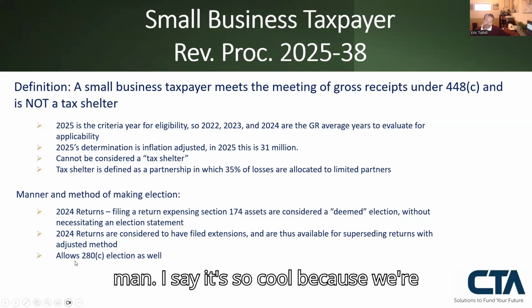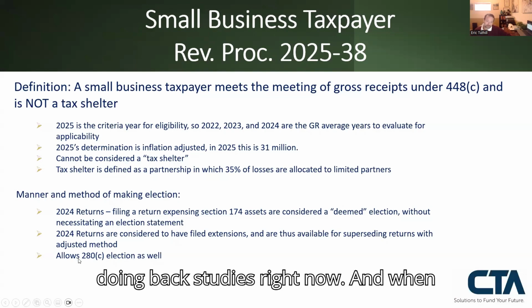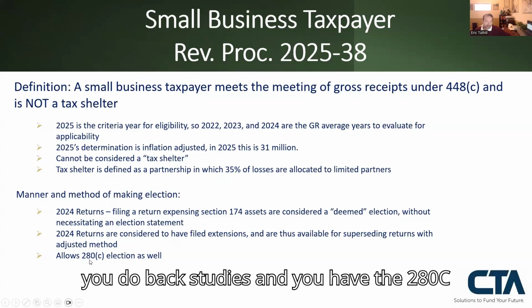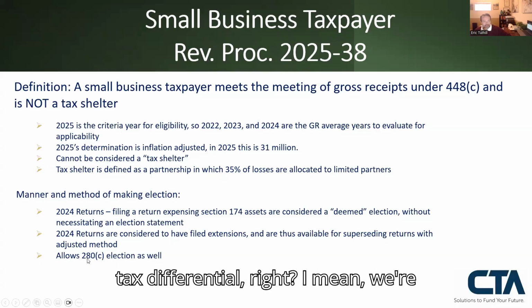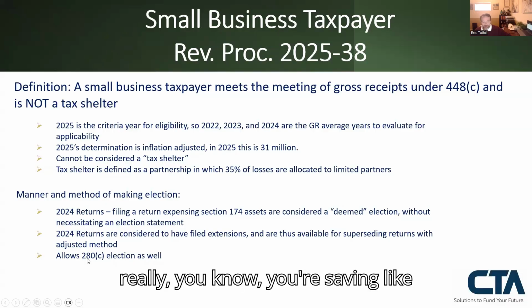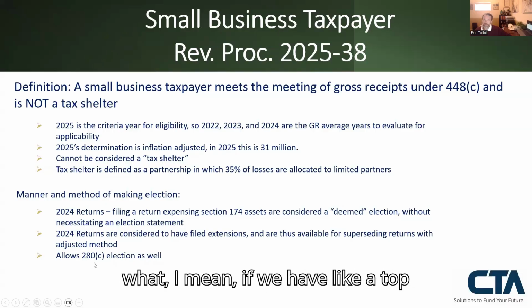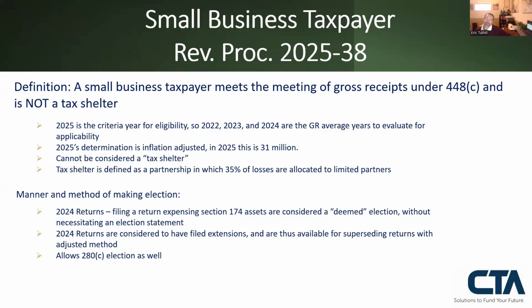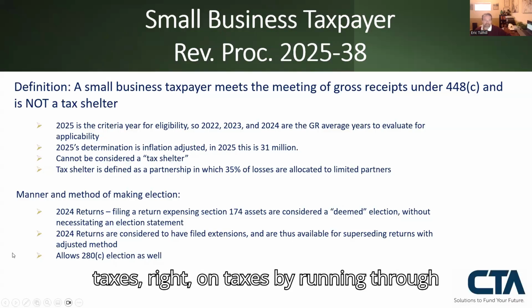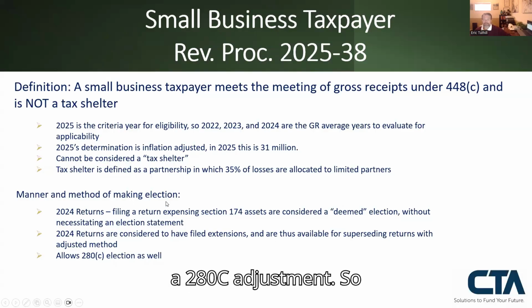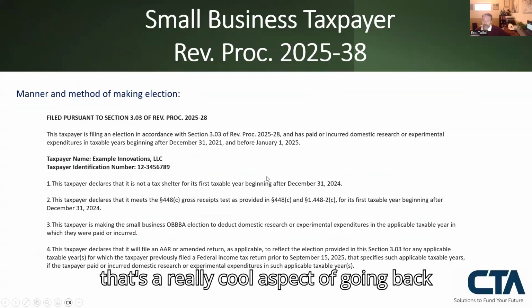I say it's so cool because we're doing cost segregation studies right now, and when you do cost segregation studies and you have the 280C election at your disposal, it's a huge tax differential, right? If we have a top rate of 37%, you're saving like 16% in taxes by running through a 280C adjustment. So that's a really cool aspect of going back and doing that.